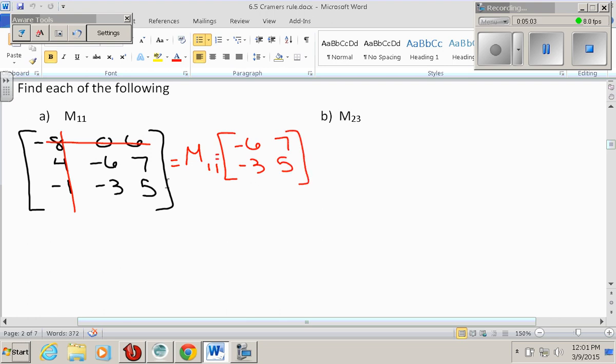Okay. So now to find the determinant of that, because we're going back to a 2 by 2, you're following that same rule of AD minus BC. So we have negative 6 times 5 minus 7 times negative 3, which is negative 30 minus a negative 21, so plus 21, equals negative 9. Okay? So that number here is telling us what to get rid of in order to create my 2 by 2 matrix.